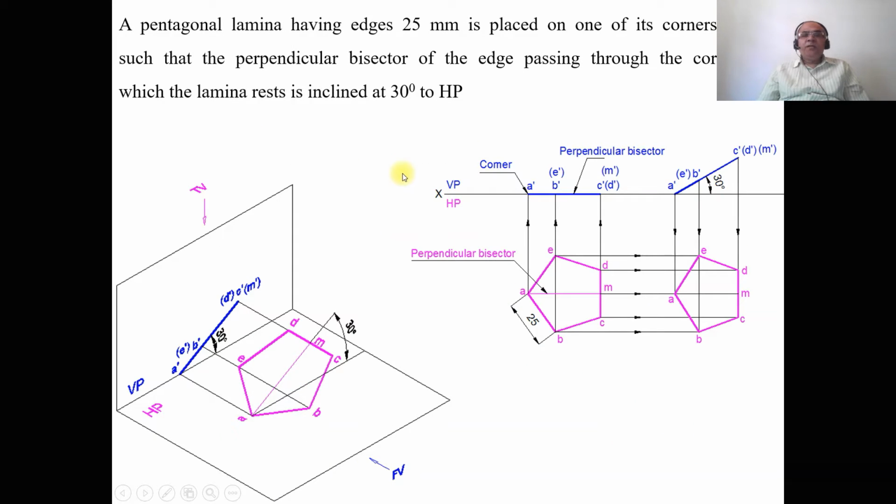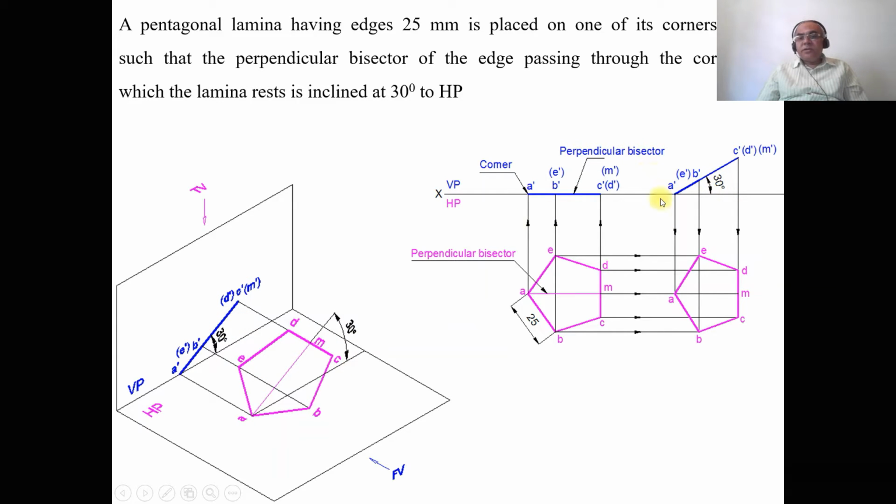Then when you go to the next position, it is resting on one of its corners on HP. So it is the resting corner on HP, so that the perpendicular bisector of the edge passing through the corner on which the lamina rests is inclined at 30 degrees to HP. Since it is a true inclination, as we see when you look from the top view, this perpendicular bisector, that is AM, is parallel to VP. So you are getting the true line, and the inclination given is the true inclination. Therefore, as we rotate the surface, since the perpendicular bisector is also on that surface, the perpendicular bisector will also be inclined at 30 degrees to HP. So this is how you will be able to get the second position.